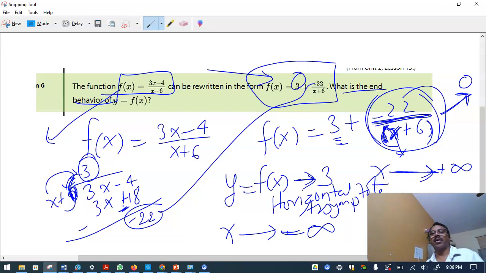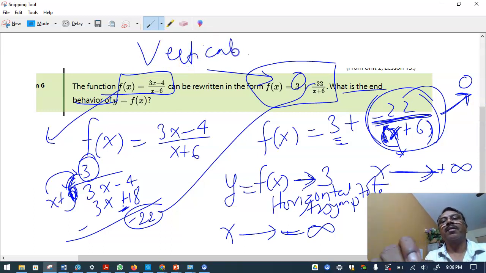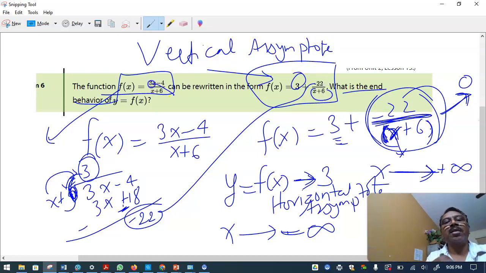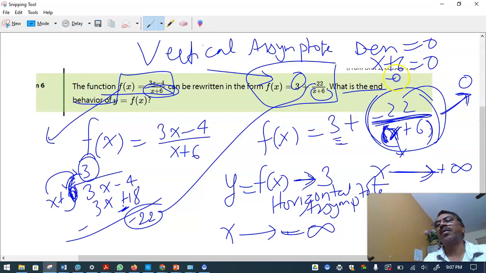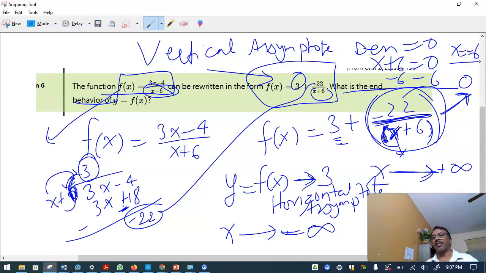I hope you understand this. And if they ask you what is the vertical asymptote? Vertical asymptote is where the denominator is undefined. So the denominator is x plus 6, so you put the denominator equal to 0, x plus 6 equals 0. And you can see subtracting 6, you get x equals minus 6 is the vertical asymptote. I hope this makes sense.